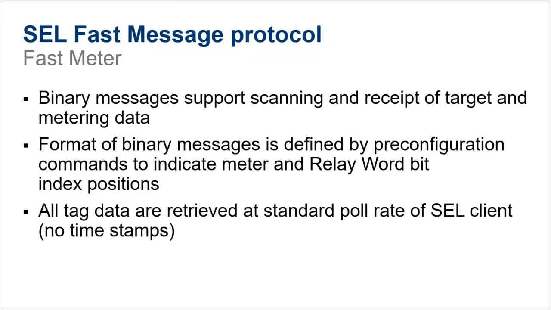In SEL Fast Message Protocol, binary messages allow you to support the receipt of the target and metering data. So these binary messages are transmitted separate from the ASCII messages. The format is defined by the pre-configuration of the index positions. This is what auto configuration controls. So these commands will be sent before a true connection is made between the SEL client and the SEL server.